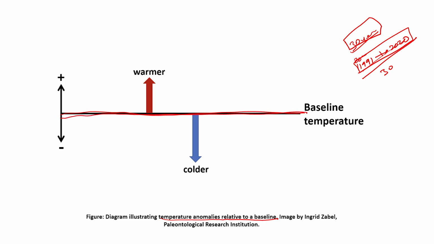That will act as a baseline, and year after year from 91 to 2020, we will plot each year's data here. If it's positive, it will go on the warmer side. If it's a negative value, that means it's colder that particular year. If it's becoming complex, we will understand with a simple example.